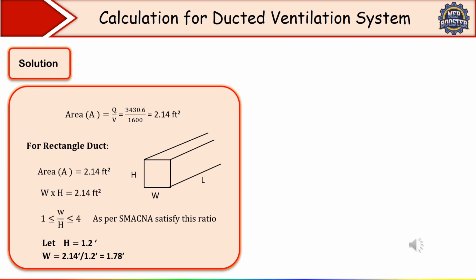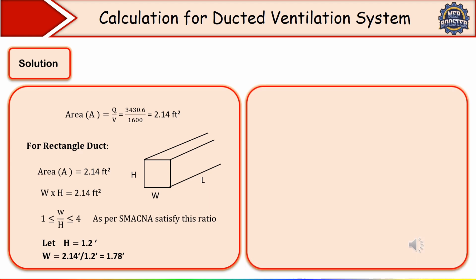See, 2.14 divided by, because height will come on the bottom side, divided by 1.2. Finally you will get the width of the duct, how much? 1.78 feet. So convert this feet into mm. How to convert? We have a conversion formula. 1 foot is equal to how many mm? 304.8 mm. So that is why here, the width we get is 1.78 feet.